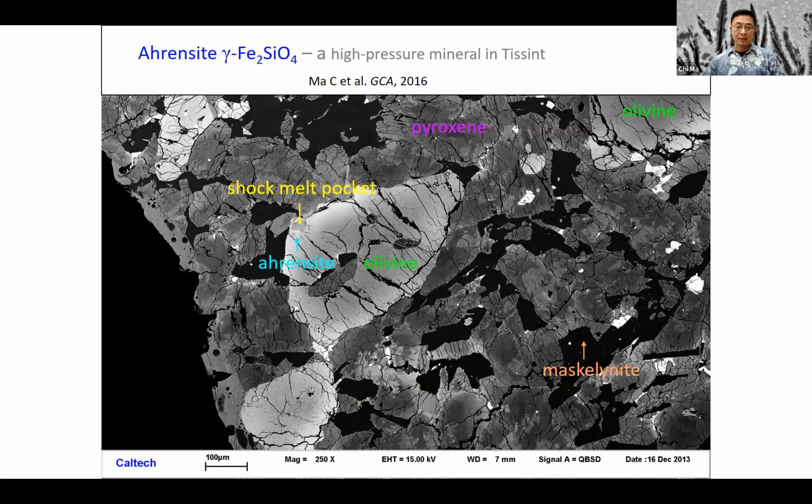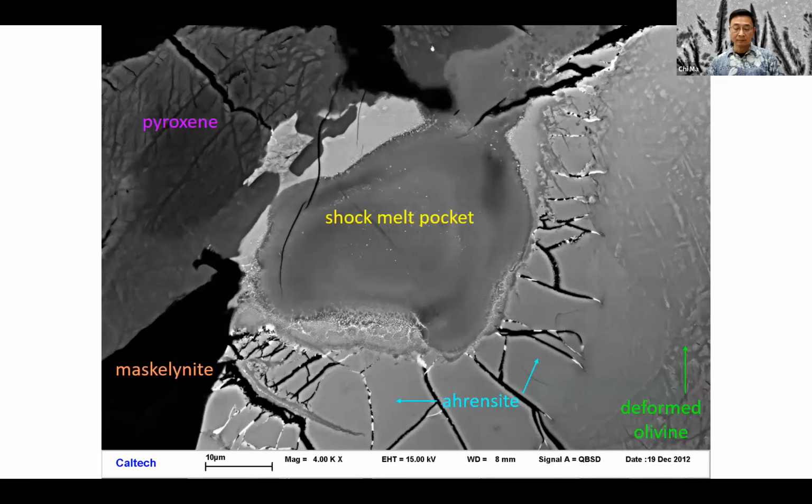Ahrensite is a high pressure mineral from Tissint. So it has a fayalite composition, but with a spinel structure. The type ahrensite occurs here next to a shock melt pocket. Here's an olivine with a surrounding pyroxene maskelynite. Now zooming here. Okay, the type ahrensite occurs here. This is a shock melt pocket.